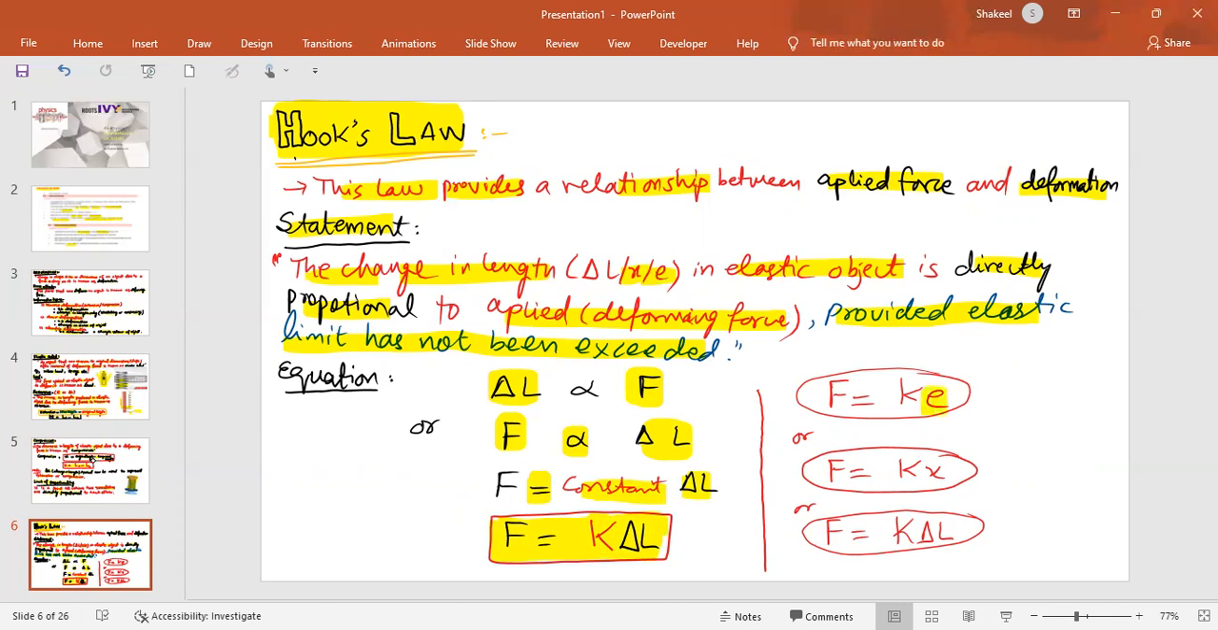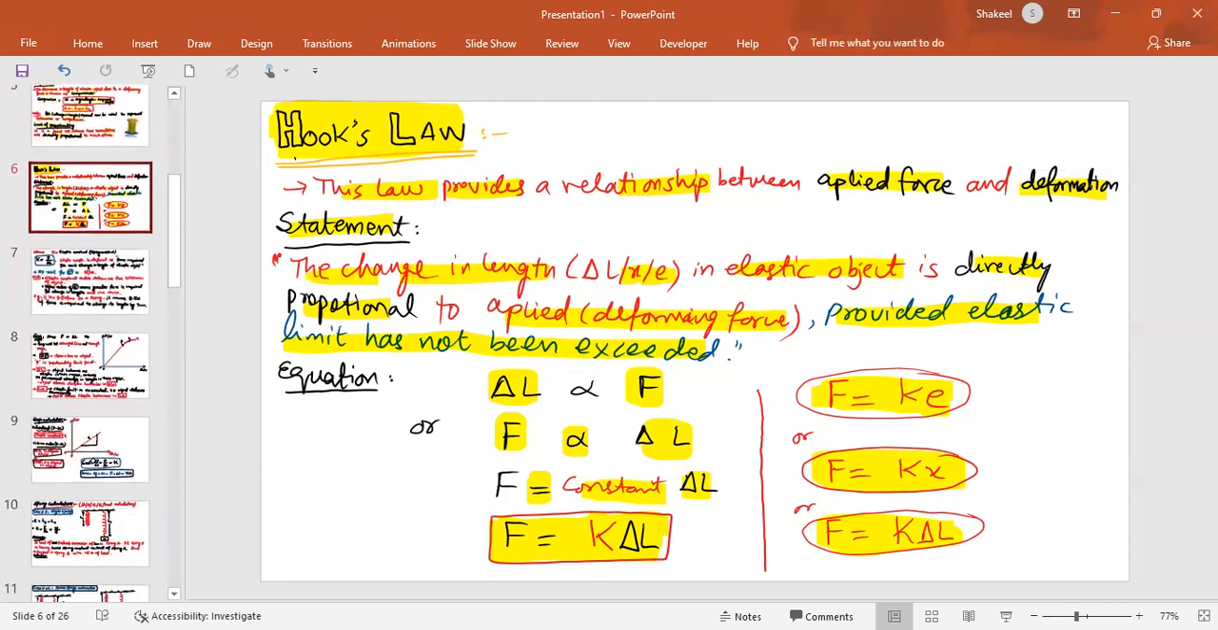And you know delta L is extension. If it is extension, it can be written as F equals K e. If it is compression, it can be written as K x, or it is generally written as K delta L. So this is the expression.